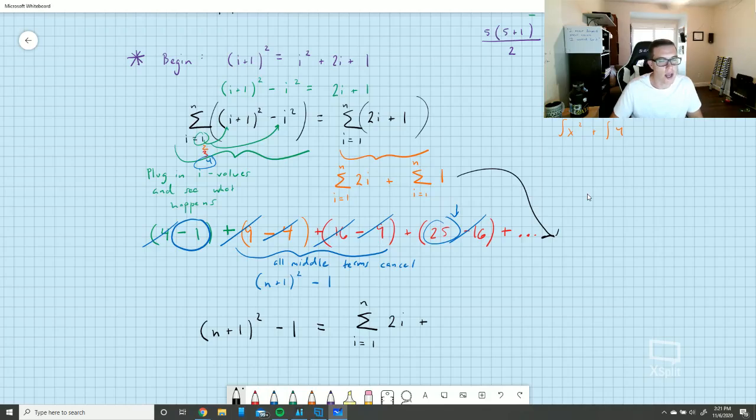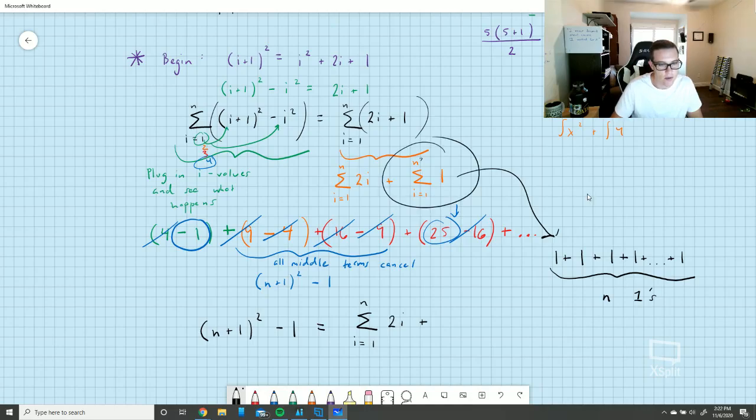Let's try the same strategy of just plugging in and see what happens. If I plug in 1, the output is 1. Plus, if I plug in 2, the output is 1. If I plug in 3, the output is 1. If I plug in 4, the output is 1. All the way up to the last one, which is the nth one. So how many 1s do I have? Well, if I stopped at 7, I would have 7 1s. If I stopped at 8, I would have 8 1s. If I stop at n, I have n 1s. So really, this is 1 plus 1 plus 1 all the way up to n. So this term equals n.